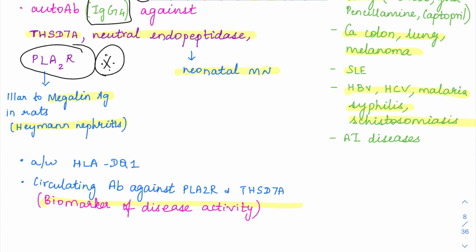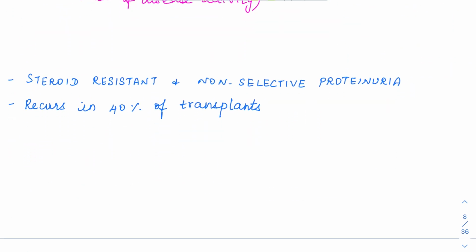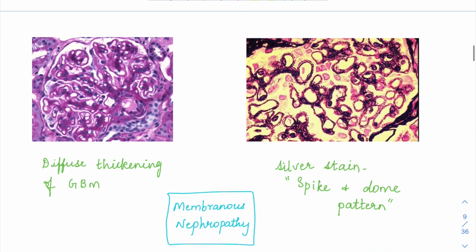Some of these causes will overlap between membranous and membranoproliferative nephropathies. I'll be telling that in detail again. So remember, if they mention any of these causes, they are probably referring to membranous or membranoproliferative glomerulonephritis. As I mentioned, other nephrotic syndromes are going to have non-selective proteinuria and are going to be steroid resistant. So it is going to be difficult to treat nephrotic syndromes other than minimal change disease. And the most troublesome part is that even if you do a renal transplant, this disease can recur in 40% of the patients.